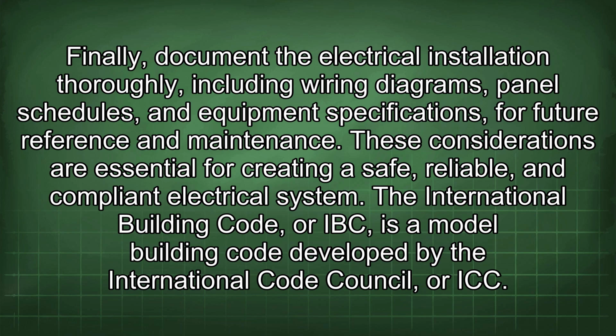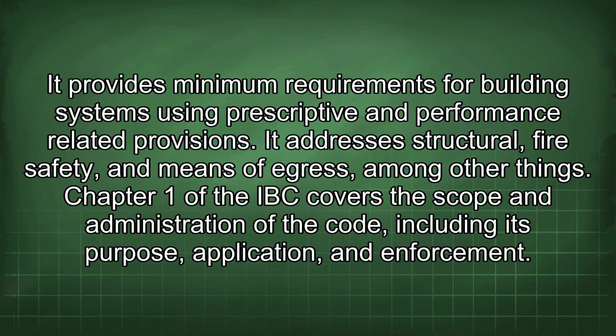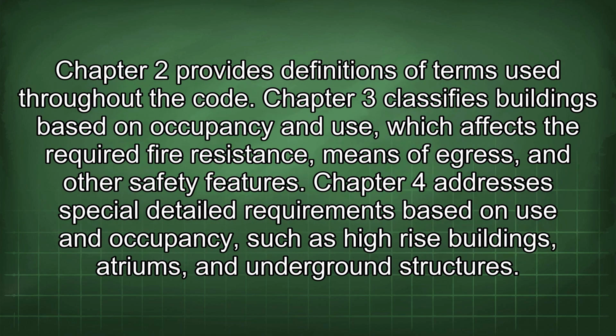The International Building Code, or IBC, is a model building code developed by the International Code Council, or ICC. It provides minimum requirements for building systems using prescriptive and performance-related provisions. It addresses structural, fire safety, and means of egress, among other things. Chapter 1 of the IBC covers the scope and administration of the code, including its purpose, application, and enforcement. Chapter 2 provides definitions of terms used throughout the code.